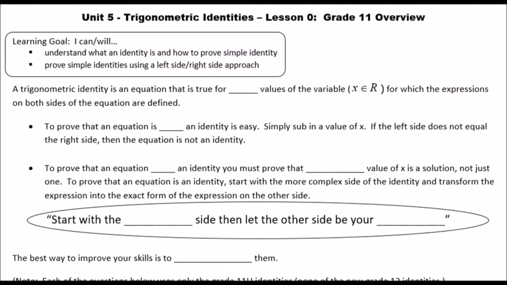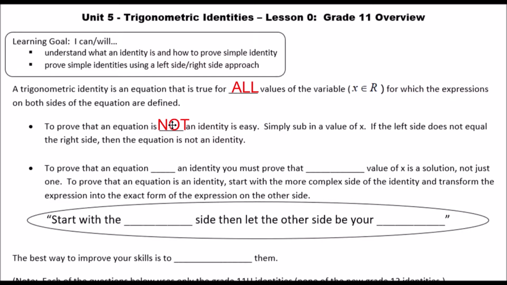Here we go. A trig identity is an equation that is true for all values of the variable for which the expression on both sides of the equation are defined. To prove that an equation is not an identity is easy. Simply sub in the value of x. If the left side doesn't equal the right side, the equation is not an identity. Now you might get lucky where it is, so you might want to try a couple.